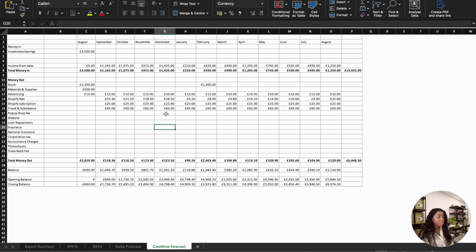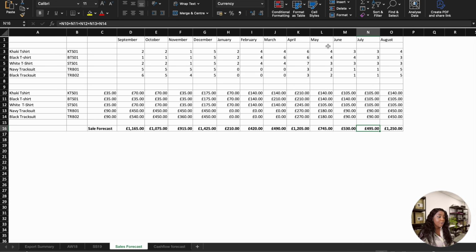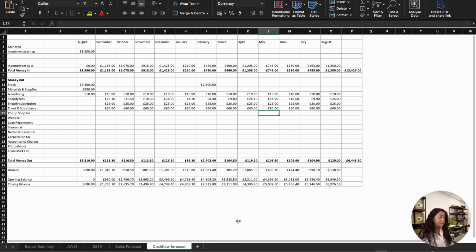So I'm probably not going to do a pop-up, but if you were going to do a pop-up, say you're going to do a pop-up in May, for example, you'd put your pop-up fee in there, but just before that you would also need to like purchase new stock. And now when you're doing your sales forecast in May, these figures are going to be much higher because you would have been at a pop-up.